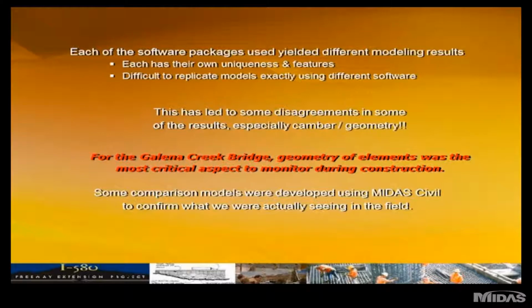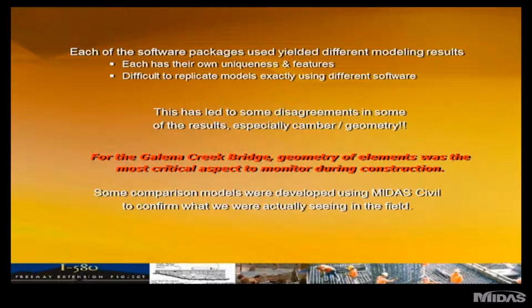Obviously, each of those packages yield different modeling results, and each has their own uniqueness and features. It becomes very difficult to replicate models, especially a structure like Galena. So what happened was that this led to some disagreements in the analysis results, and the differences were really in the geometry and the cambering. As I mentioned before, for this particular type of bridge, this was the most critical aspect during construction.